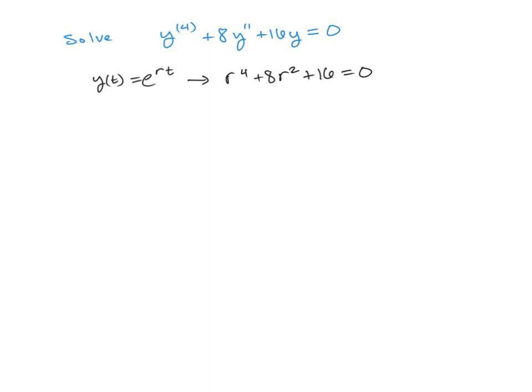Once again, when you graph this polynomial equation, it will not cross the x-axis at all. All the solutions are complex. So therefore, we have to go through and solve for r by factoring. So this factors as (r squared plus 4) twice.